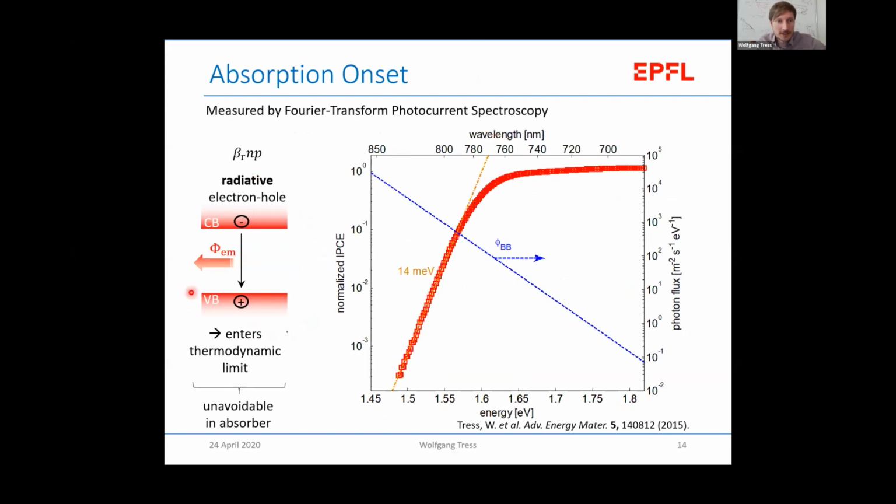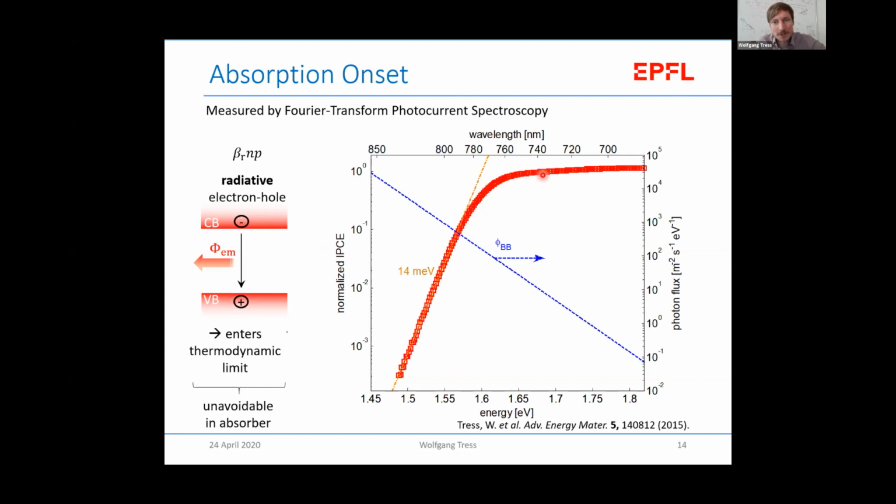I want to discuss very briefly this radiative recombination here, which I said is kind of unavoidable because it already goes into the thermodynamics in this Shockley-Queisser limit. But what is important there is that you look at the absorption onset and that you have really a sharp absorption onset, because the Shockley-Queisser limit assumed in principle that at the band gap energy, we have a kind of Heaviside step function in the absorption. So above the band gap, basically all the photons with energies above the band gap are absorbed. But in reality, of course, we always have some gradual onset.